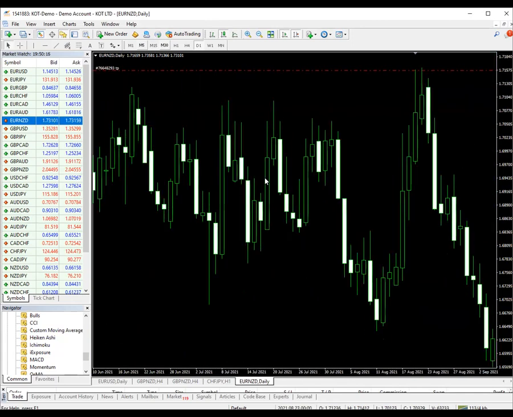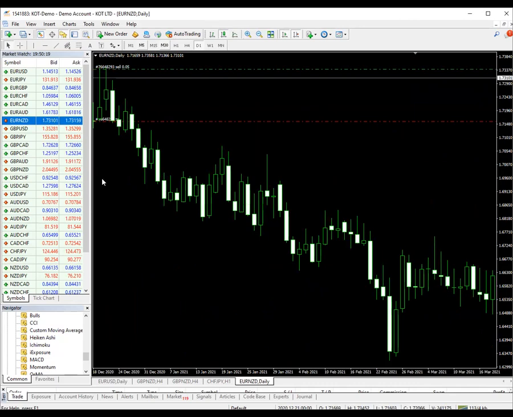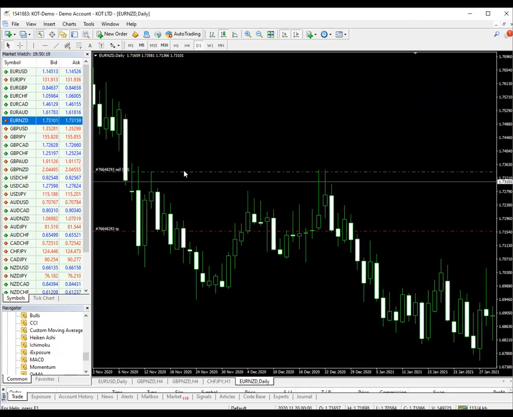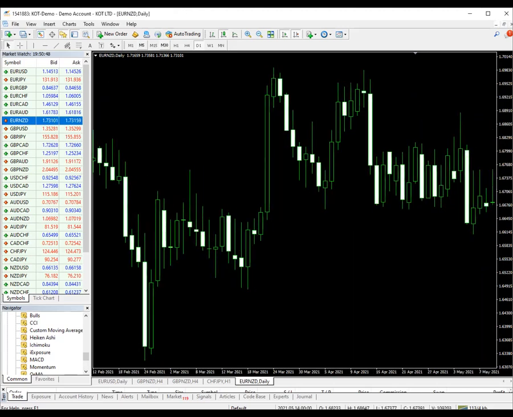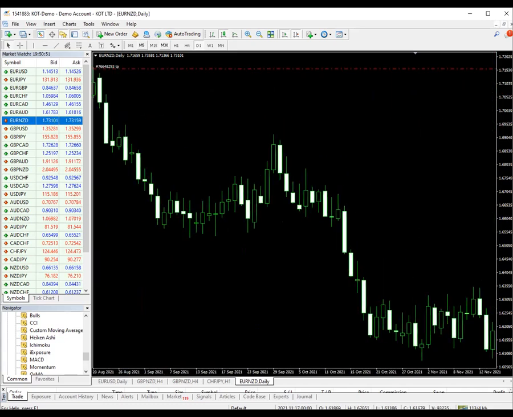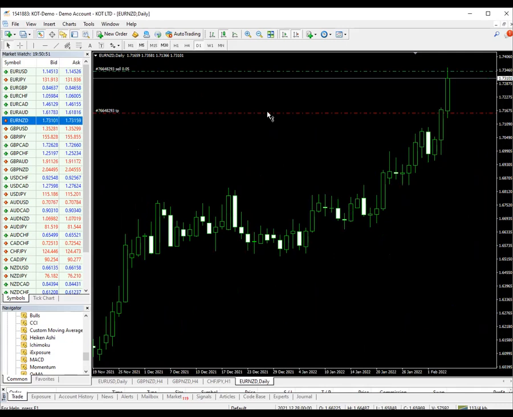Let me try to drag back. So you see, this is where I'm talking about. It tried to go up to cross this level, but it couldn't. So it came back and closed below that high level, which is also another great resistance level. So we have one resistance level here, another one here. And these two resistance levels are the levels that are going to bring this trade back down to test this level somewhere here.